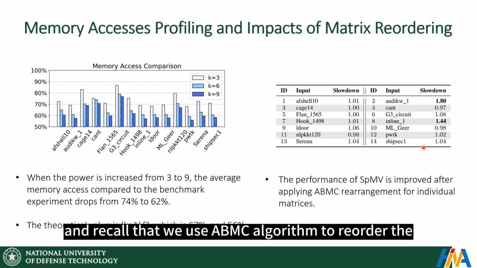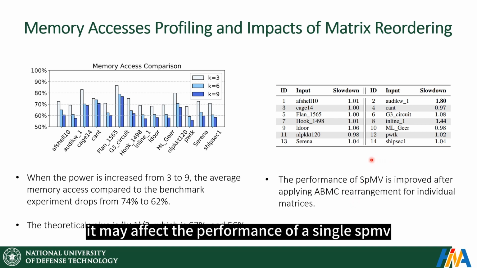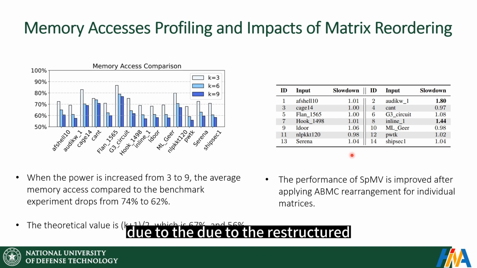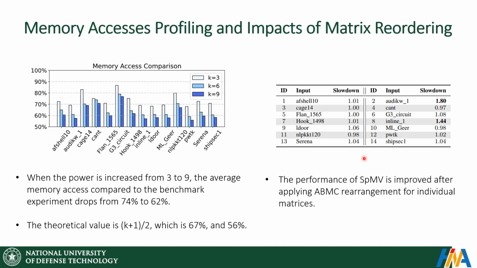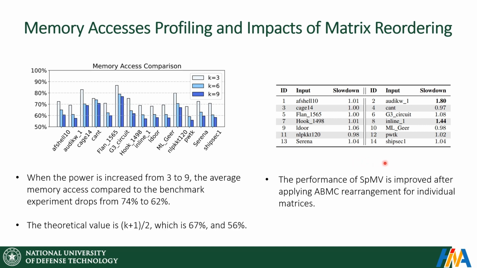And recall that we use the ABMC algorithm to reorder the sparse matrix to expose parallelism. It may affect the performance of a single SpMV invocation due to the restructured sparse matrix. We compare the time consumption of SpMV before and after matrix reordering. For most of the matrices, we observe little impact.